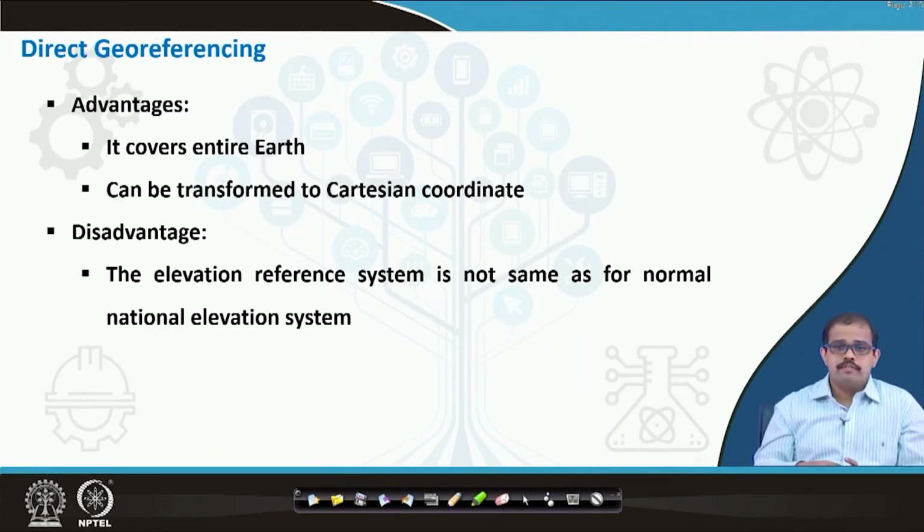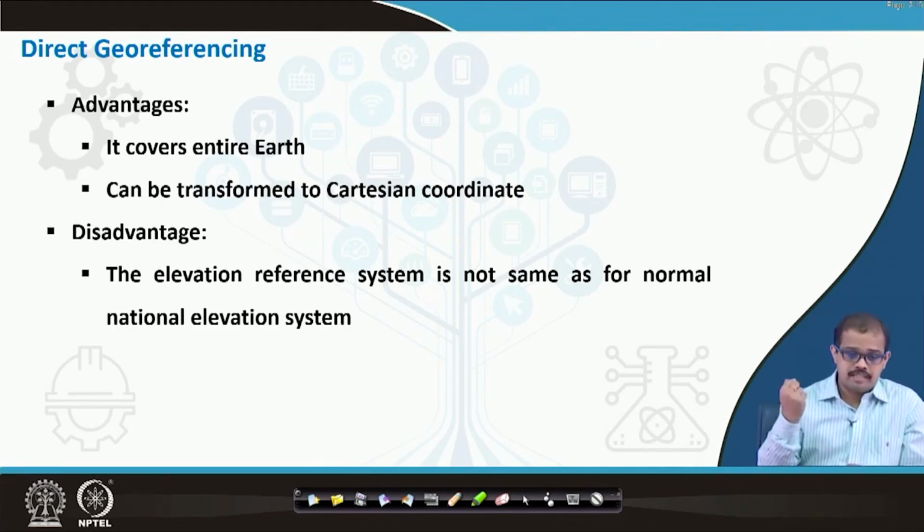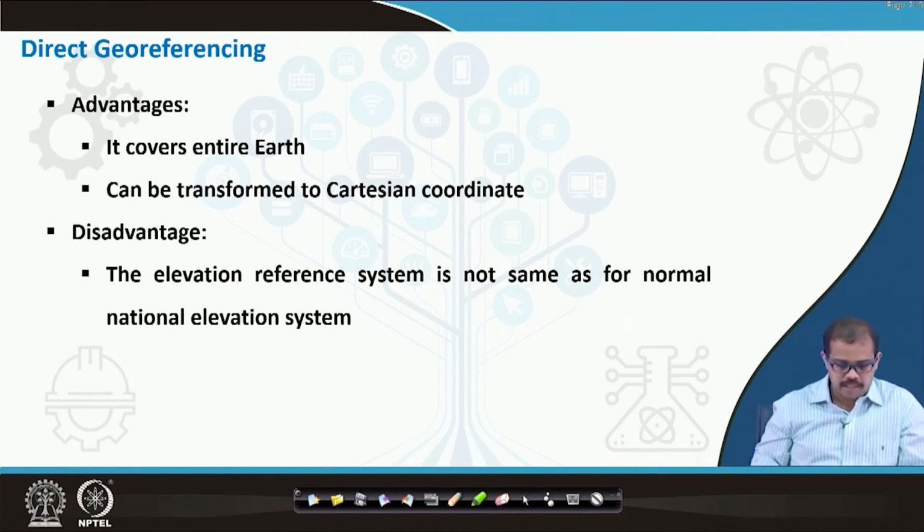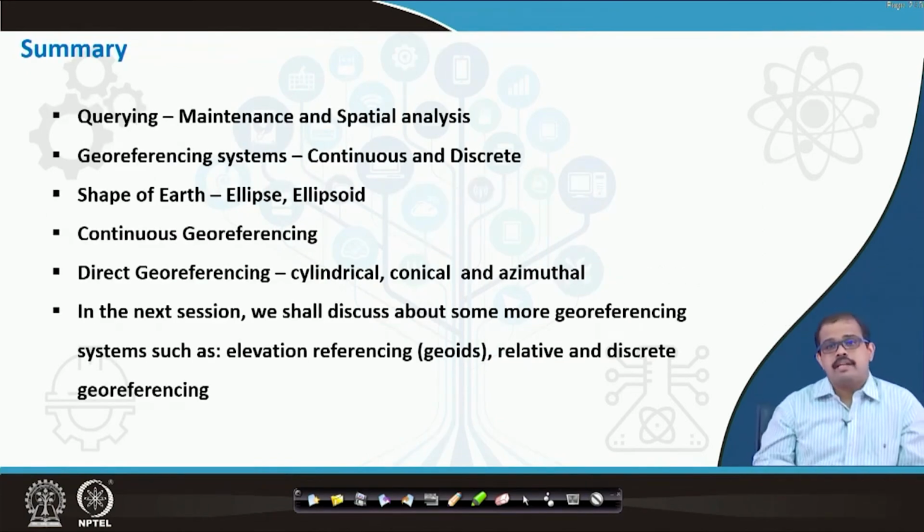What are the advantages of direct georeferencing? It covers the entire Earth's surface. It can be transformed to any coordinate system. Okay, but yes, it is accompanied by a disadvantage. The elevation referencing system is not the same as a normal national elevation system. So I'll speak about this again in my next class, so you'll be able to better understand what it means.